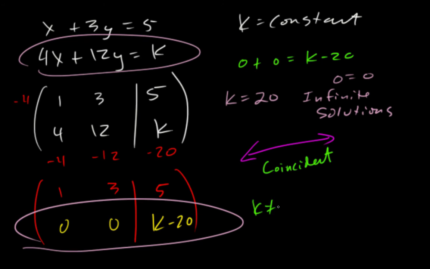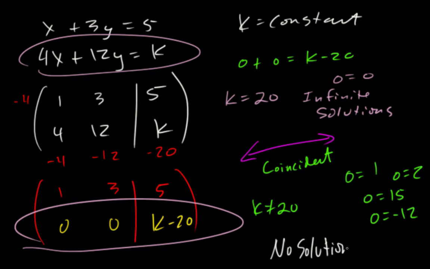Now if k does not equal 20, we're going to get 0 equals 1, 0 equals 2, 0 equals 15, 0 equals negative 12, all things that are false. And so that would just be they have no solutions, which means that they're parallel. So it just means they'll never cross.